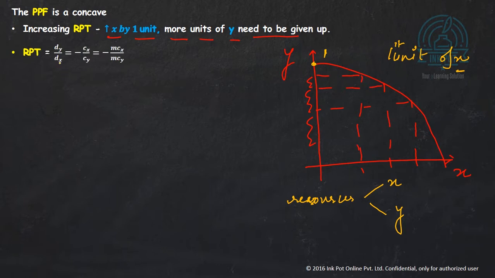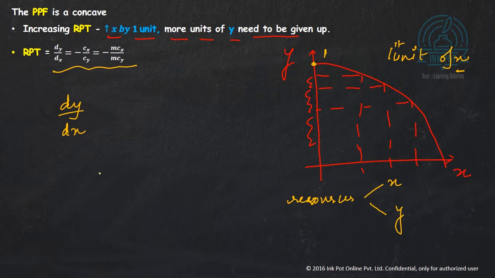The slope of the PPF is dy by dx. dy by dx is nothing but minus MCx upon MCy, which is nothing but again minus MCx upon MCy. Now I'm sure some of you have a confusion as to how I got this. You see, what is dy by dx? dy by dx is change in y upon change in x.